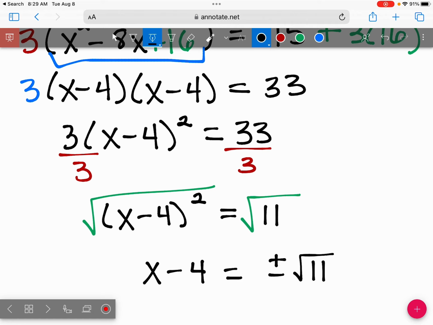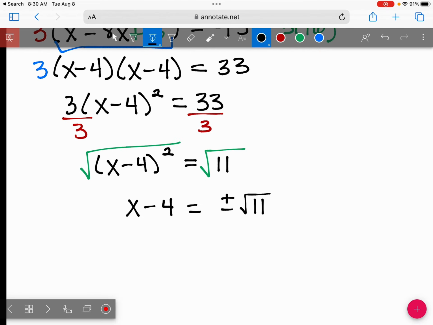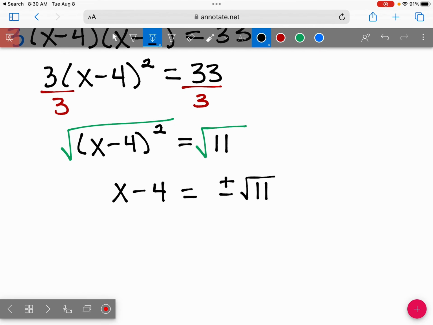Because whenever you take the square root, there's 2 answers. A lot of times we only focus on one answer. But for example, the square root of 25 is plus and minus 5. The square root of 100 is plus and minus 10. The square root of 11 is plus and minus square root 11.